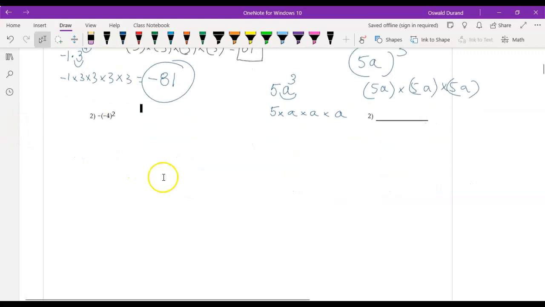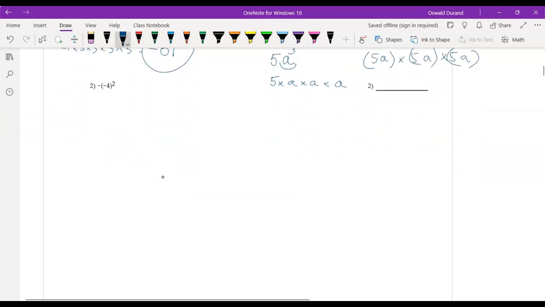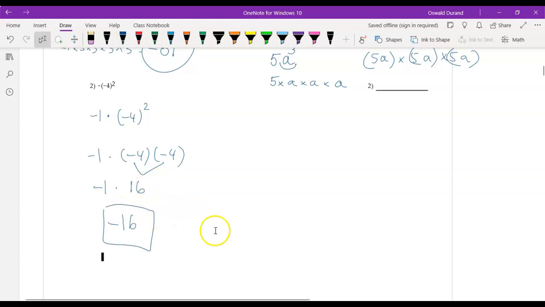Number 2, we have a double negative. But here, you wouldn't do the double negative, so that would be incorrect. The only thing you have to do is view this as negative 1 times negative 4 to the power of 2. Then the power is 2, so you multiply the negative 4 twice: negative 4 times negative 4. Those two give me positive 16, and at the end you get negative 1 times 16, which is negative 16. All right, let's move on.